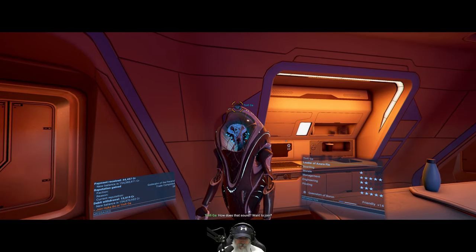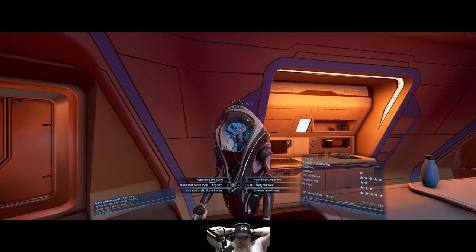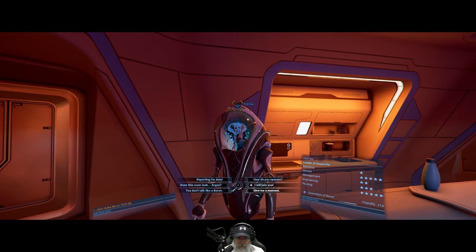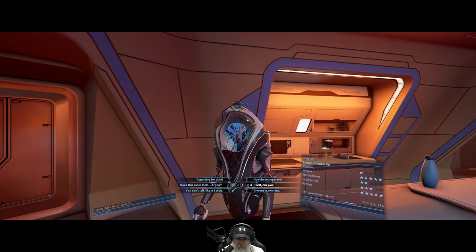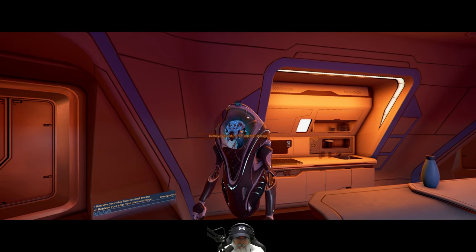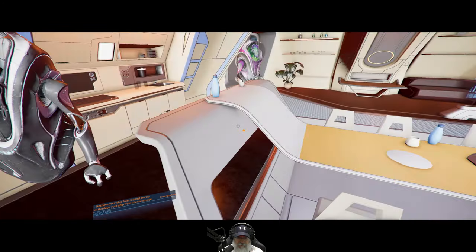Want to join? You know, I haven't really done gunboats yet here in Explorer, and of course we have the new corvettes. So I think we will do the gunboat thing. Let's do it. Here we go. I'll join you. Terrific. Welcome to the team. Retrieve your ship from internal storage. Okay.